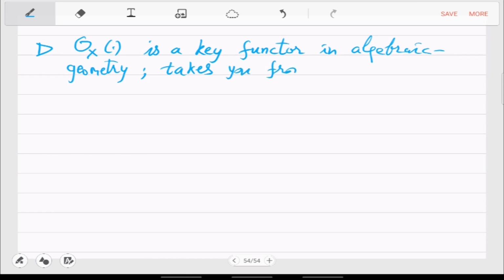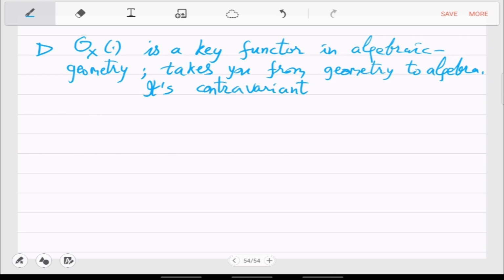So, it takes you from geometry to algebra. And there is a fancy property it has, which is that it is contravariant. So, contravariant means that it reverses the morphisms.